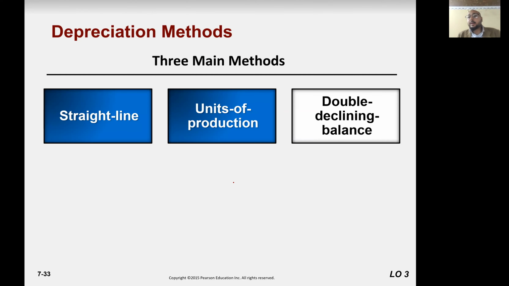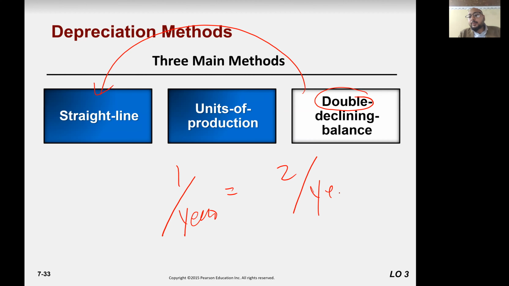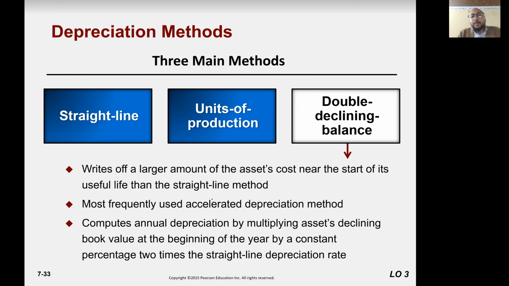The last one is the double declining method. As its name suggests, the double declining method is double the straight line. What is the straight line ratio? 1 over years. This is 2 over years. Simple. So you convert the ratio. So it writes off a larger amount of the asset's cost near the start.